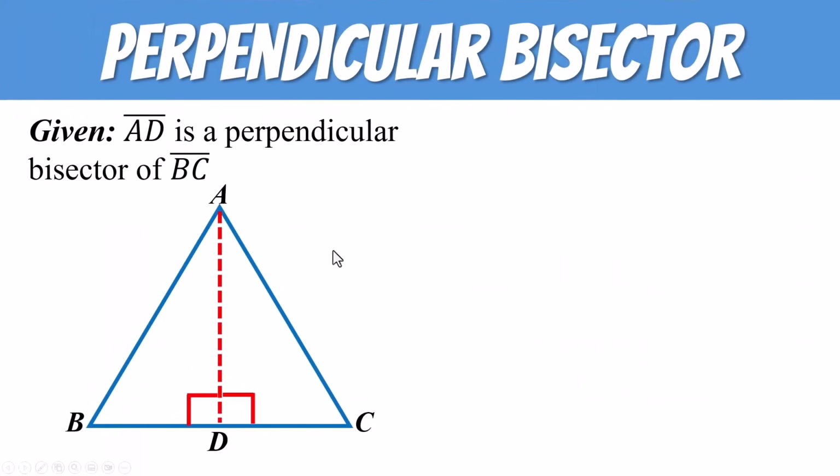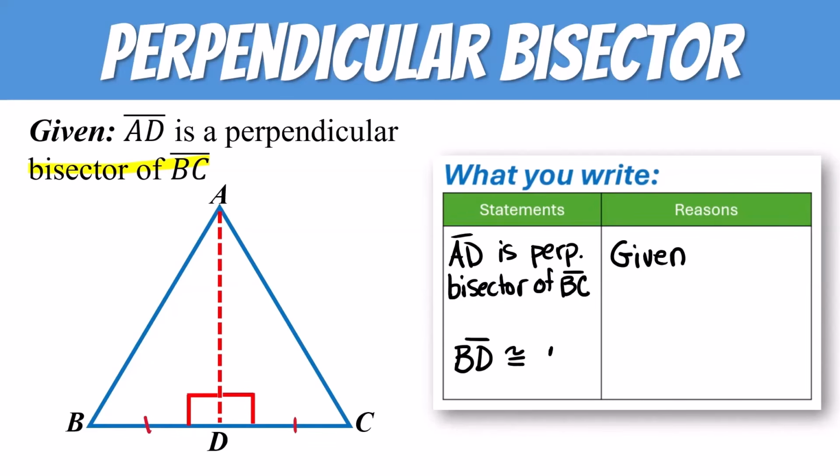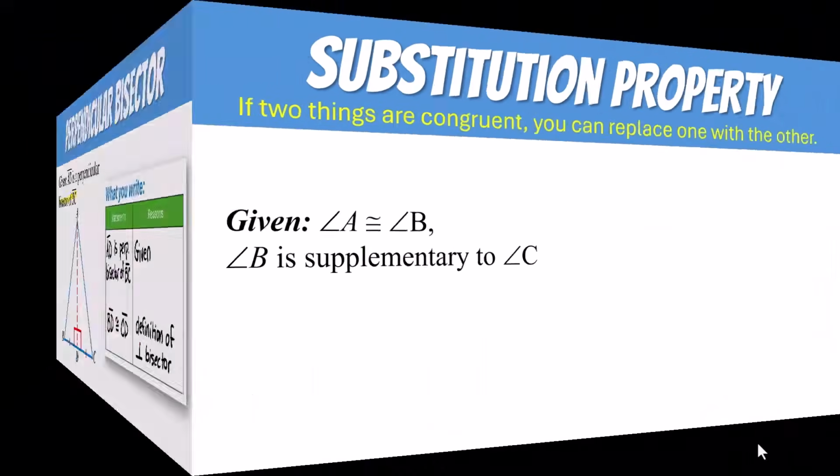Perpendicular bisector. AD is a perpendicular bisector of BC. Well, this is giving you a couple pieces of information. Not only is it going to be splitting up this triangle side on the bottom into equal parts, it's perpendicular, which means it also creates two right triangles. All right, so let's write in AD is perpendicular bisector of BC, and that is given. BD is congruent to CD, and that is definition of a perpendicular bisector.